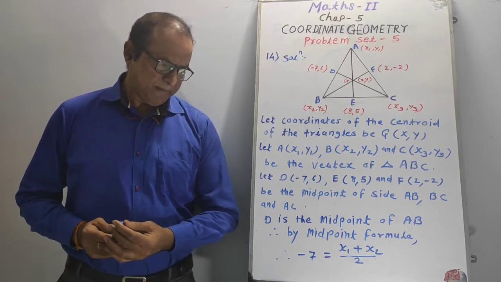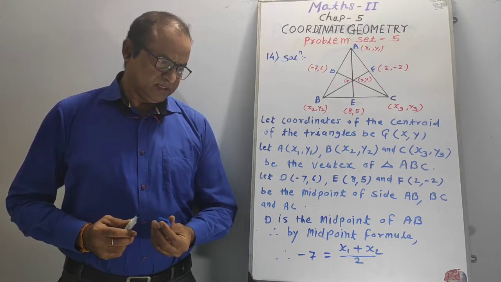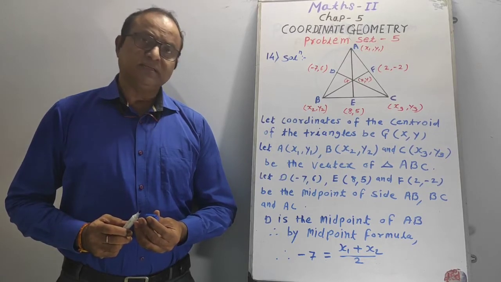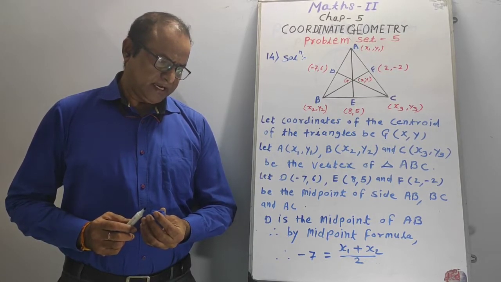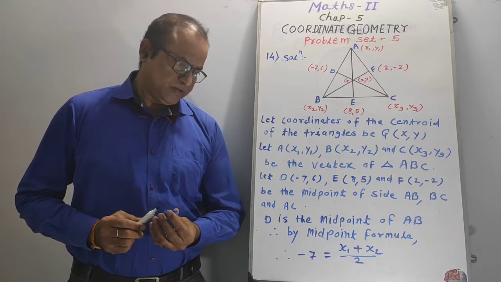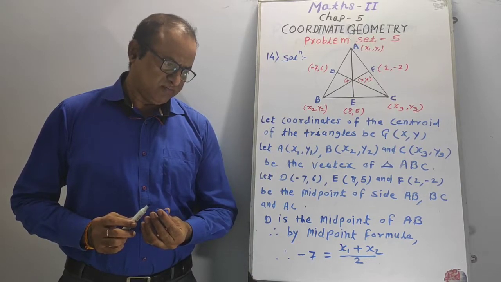Listen carefully. Find the coordinates of the centroid of the triangle if points D(-7, 6), E(8, 5) and F(2, -2) are the midpoints of the sides of the triangle.